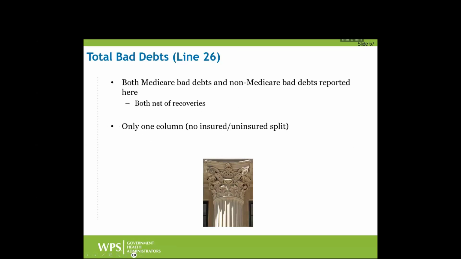The one kind of unfortunate thing since the beginning of this worksheet is that there's only one column. There's no split for insured versus uninsured. And for that reason, the system doesn't know truly how much of that is uninsured or how much of it is a charge that should be subject to the cost to charge ratio. And CMS has agreed that there's no information there to do that.